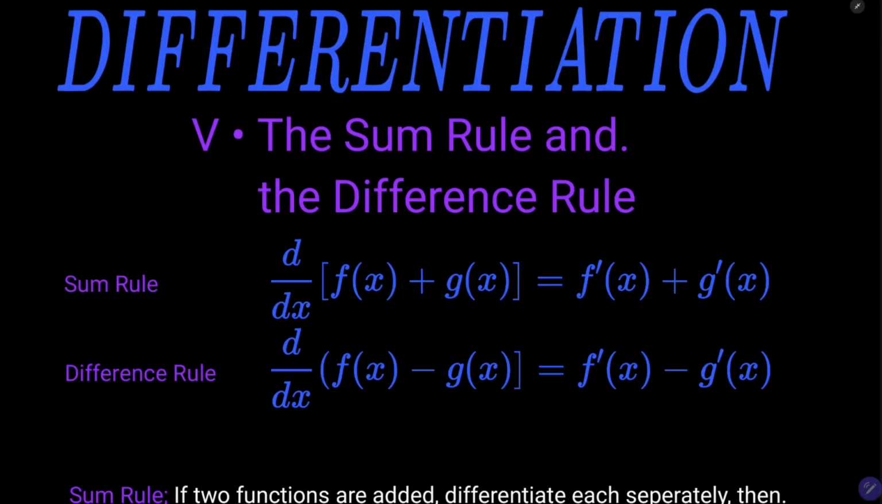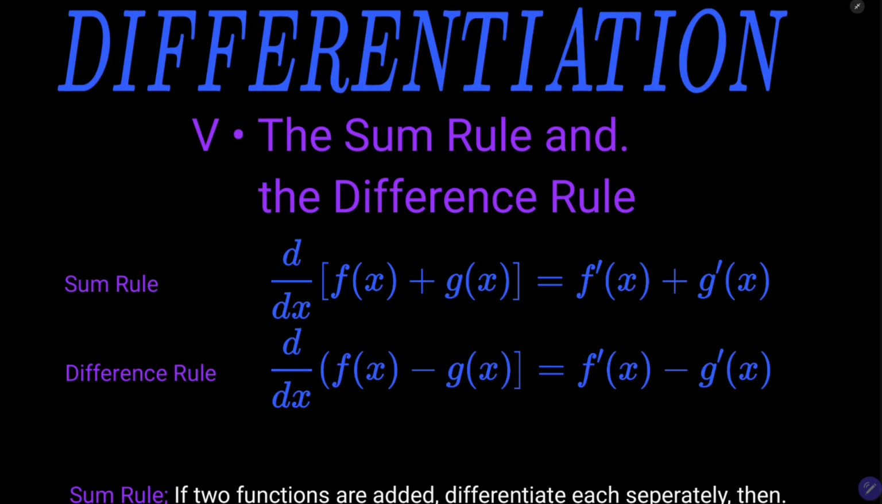In the last video, we learned how to deal with constants and constant multiples. Today, we'll learn how to differentiate when a function is made up of two or more terms added or subtracted. These are the sum rule and the difference rule. What do these rules state?